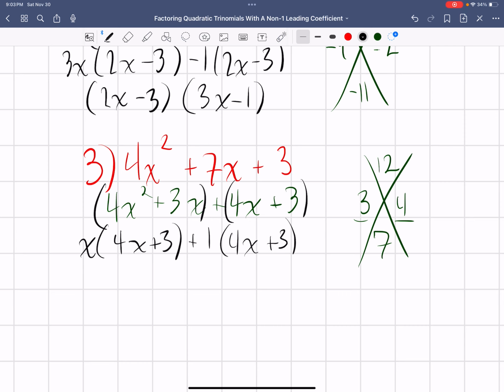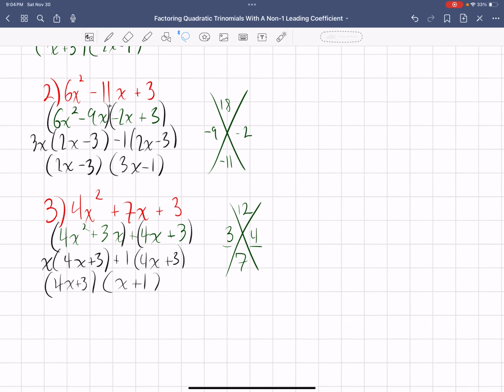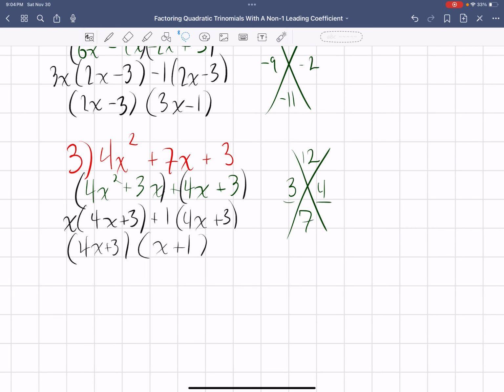And again, we got the same thing in the parentheses twice. And with this technique, if you can find two numbers that go here, it's going to work out like that. You're going to get the same thing twice. So our final answer is the thing that appeared twice, 4x plus 3 and x plus 1. And there you have it. That is how you factor a quadratic trinomial with a non-1 leading coefficient.